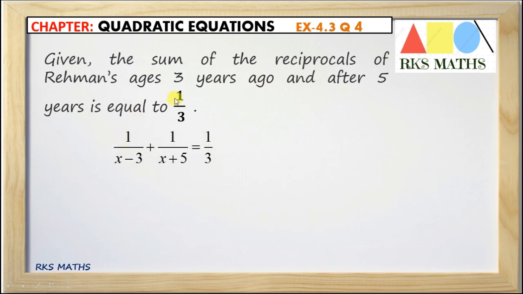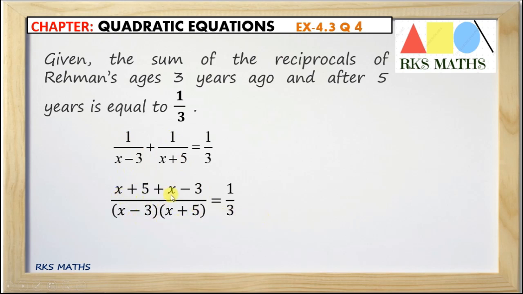So again the language question reduces to this type of equation, and as done in question number 3 we will be simplifying this equation and convert it into the standard form of a quadratic equation. Let us see. Again (x minus 3) into (x plus 5) is the LCM, so (x plus 5) into 1 is x plus 5 and (x minus 3) into 1 is x minus 3, upon (x minus 3) into (x plus 5) is equal to 1 by 3.